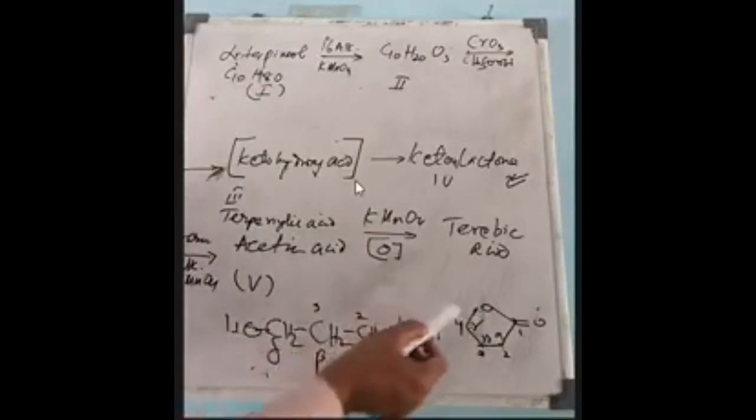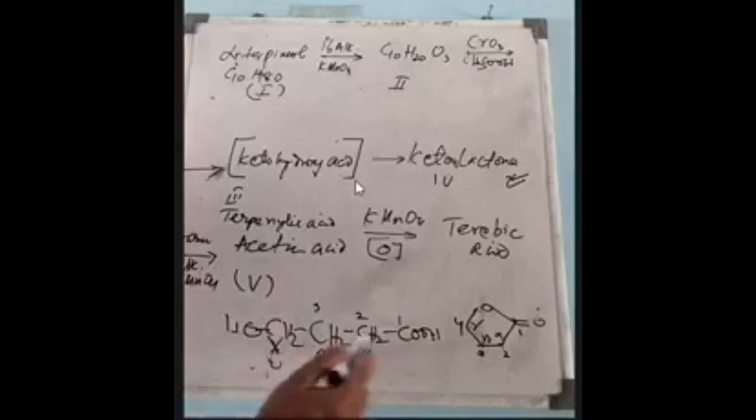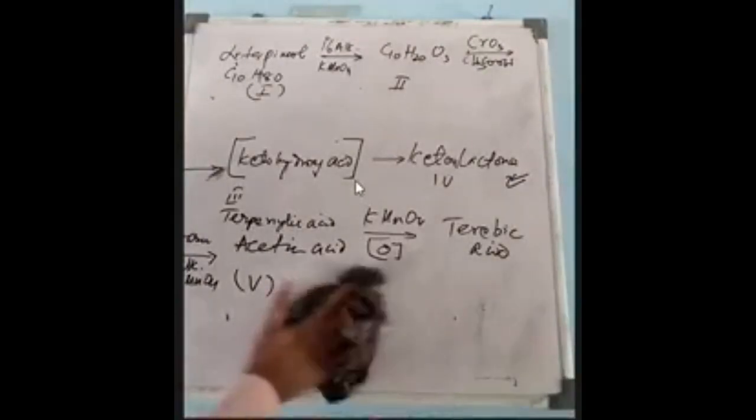So now, the conversion of this gamma hydroxybutyric acid into butyrolactone is the process of lactonization. Which compounds can be converted into lactones? Those are hydroxy acids. Now, this is just basics: how lactonization takes place, and which compounds can undergo lactonization.